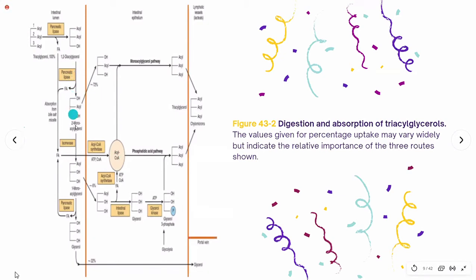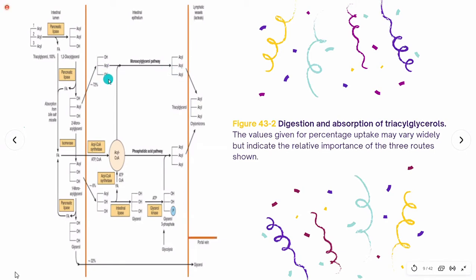Now this 2-monoacyl glycerol, with one fatty acid left, is now absorbed. Of the total 100% triacyl glycerol, about 72% are absorbed in this manner. So the 2-monoacyl glycerol is there, inside now the cell of the intestine.